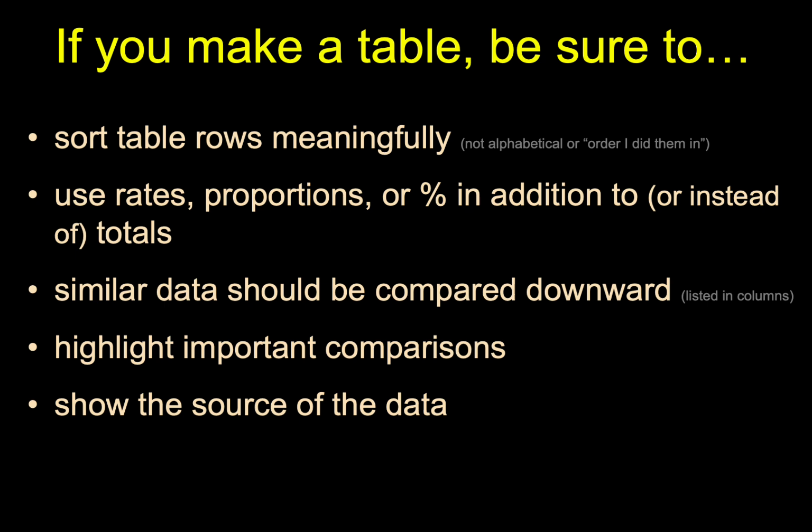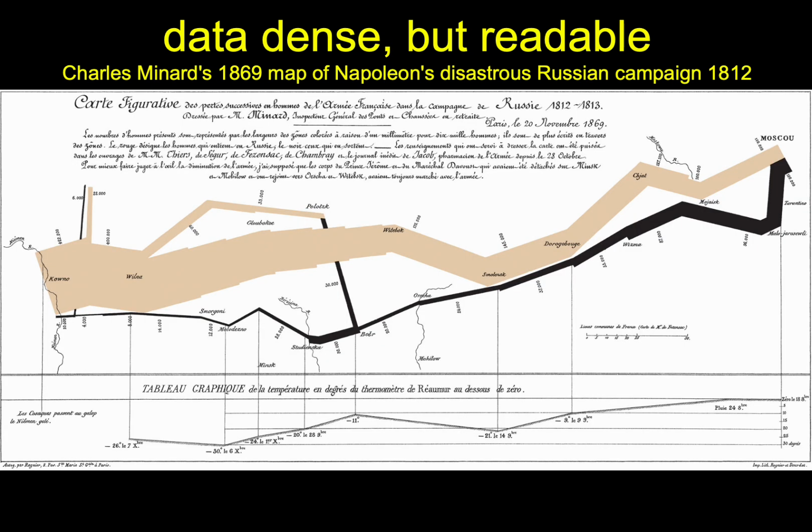Okay, cool. So we saw this before. Here's a visual that's very dense, right? We talked about this, the original French version, but we have temperature, we have number of folks, we have direction, how many people died, all that kind of stuff. So this is an example of a figure that's dense but readable. How about this one?